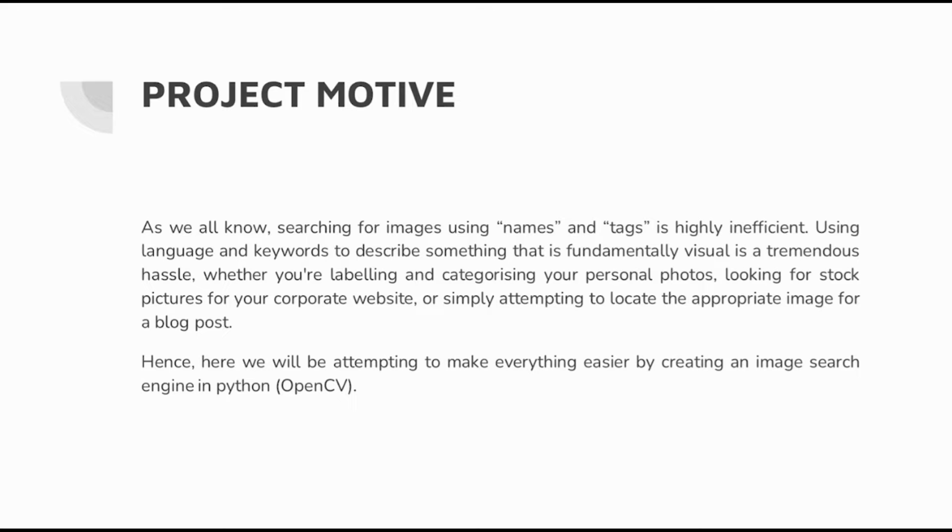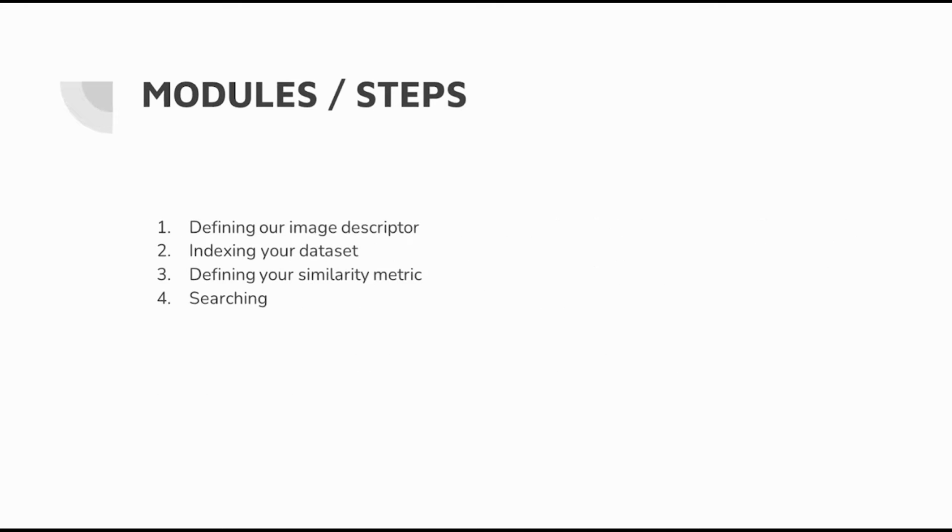So here in our project, we will be attempting to make everything easier by creating an image search engine in Python OpenCV. These are the steps for our project. First of all, we're going to define our image descriptor. We're also going to index our dataset, and after that, we will define the similarity metric, which in our case is going to be the chi-square distance. After that, we're going to search for the relevant images. We're going to search 10 images from the database which are most similar to the query image.